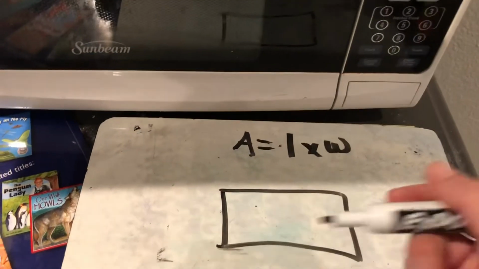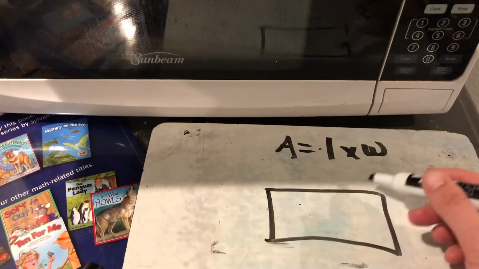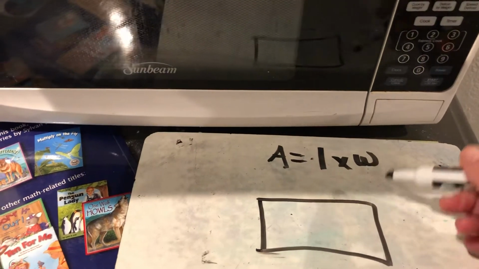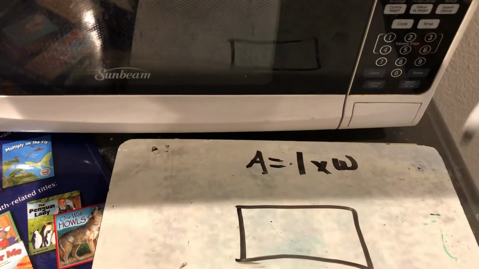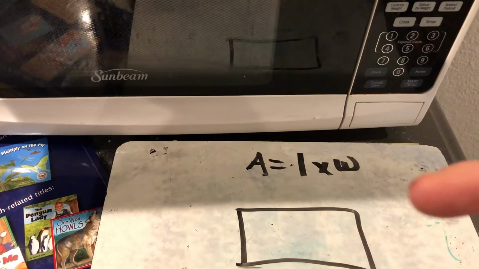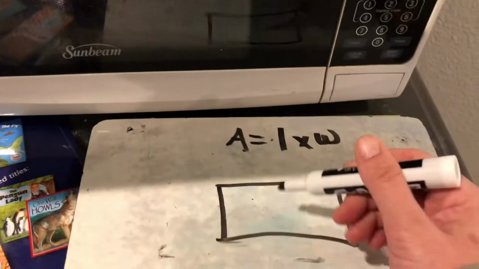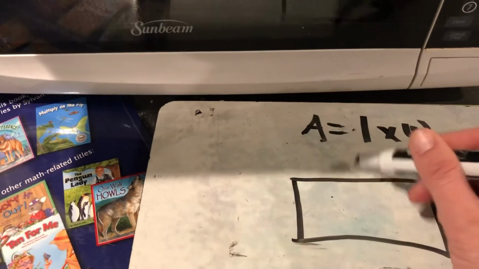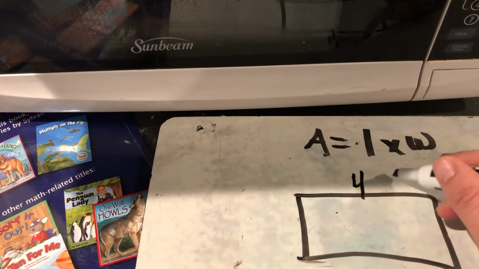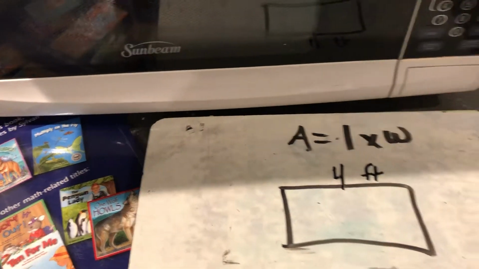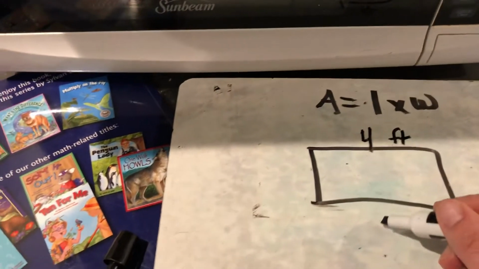Okay, he's back asleep. Okay, so remember we're gonna be using units of measure, so it's gonna be like feet, yards, inches. Make sure to label. Label. I'm pointing at you, label. Okay, so let's say the length, this is going to be, let's say this is 4 feet. Okay, and let's put 4 feet.